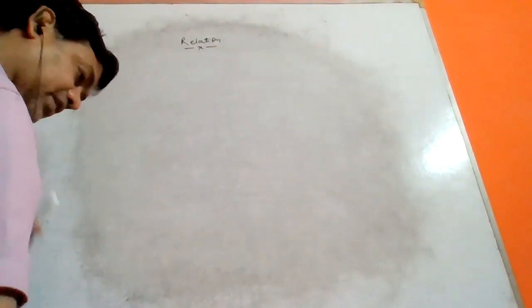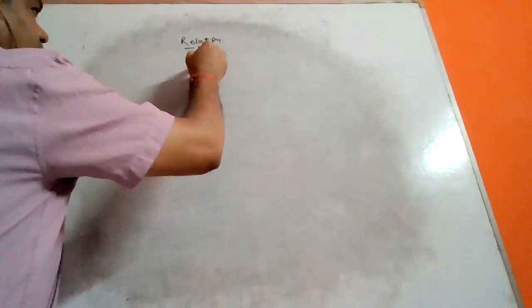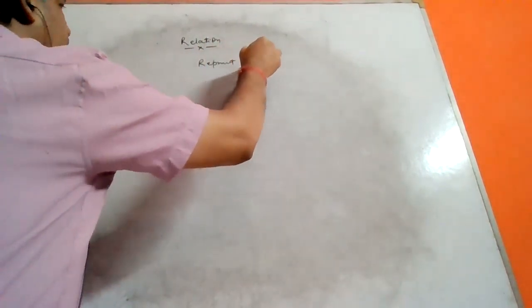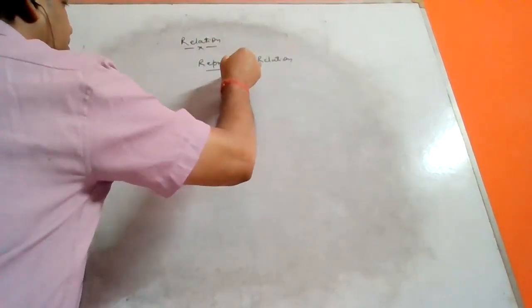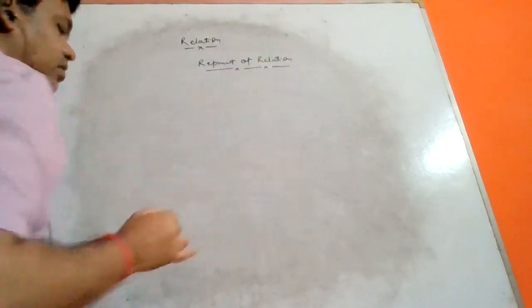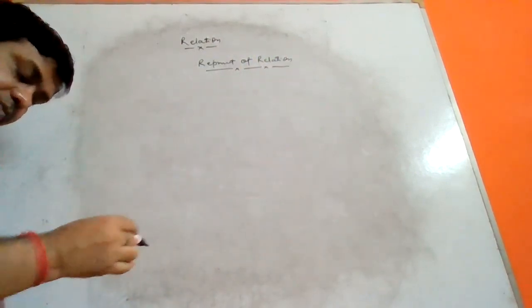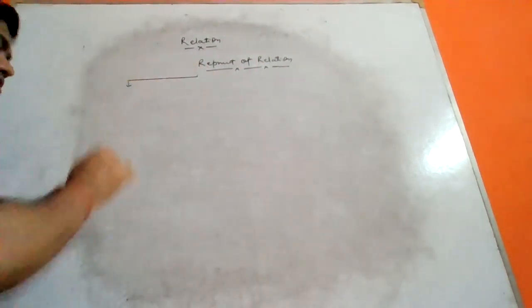What is the meaning of relation? Now the second thing is what? How to represent the relation. This is the most important part of this chapter. How to represent your relation. So representation of your relation, that means how to represent a relation, right? The representation of relation depends upon these three features.